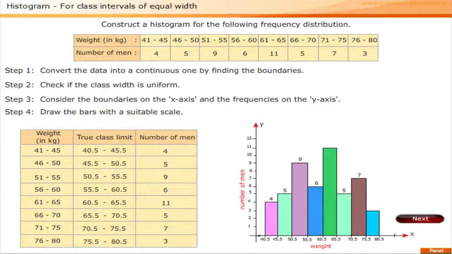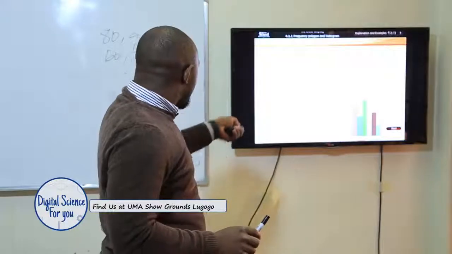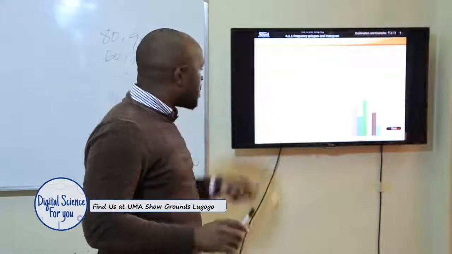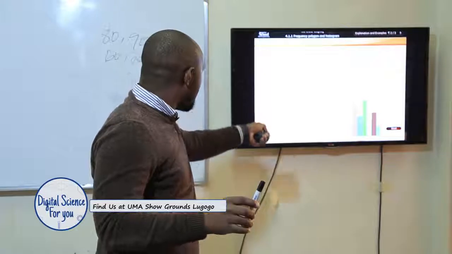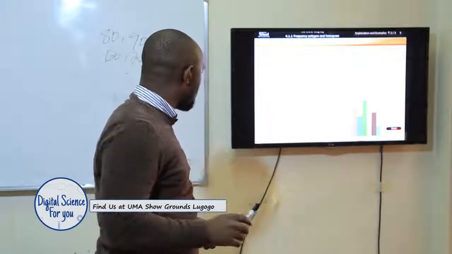Now this data, when you come down here and write it in the frequency distribution table, you find that you have to get, first of all, the class limits. This is data which must be made continuous. That's why we say there should be no spaces between the bars. It must be continuous. The number of men is our frequency, so you write the number of men in the frequency distribution table.